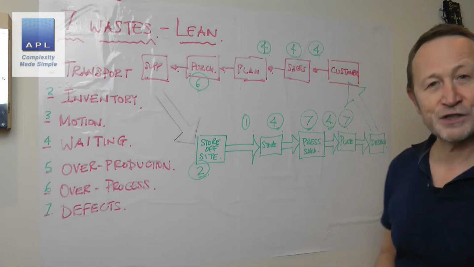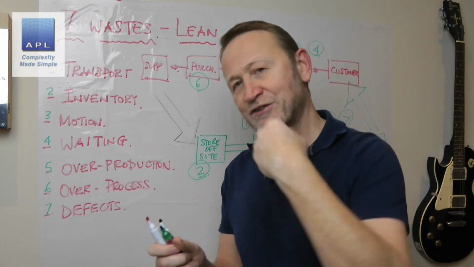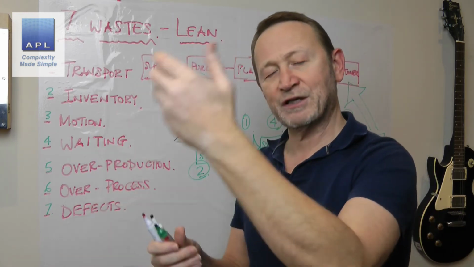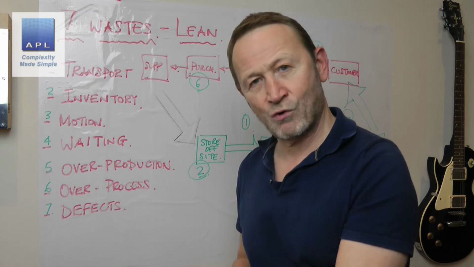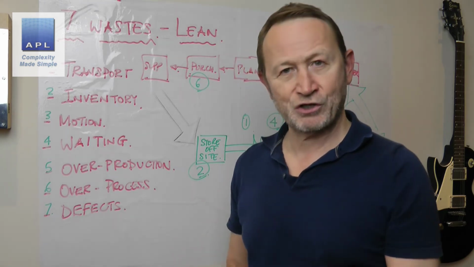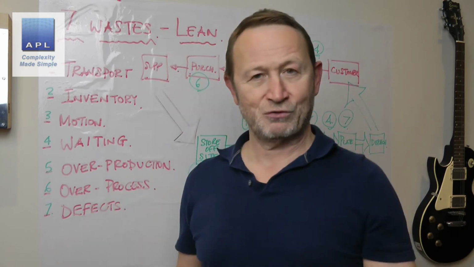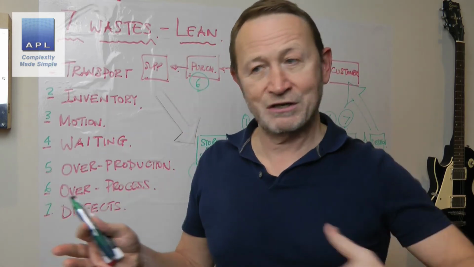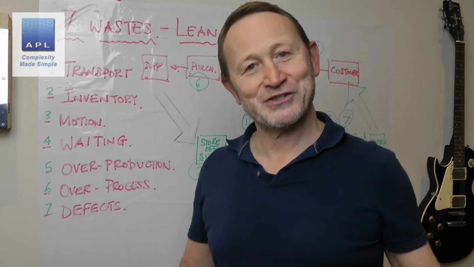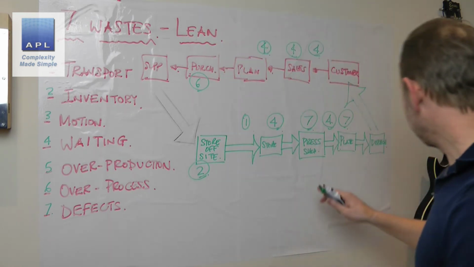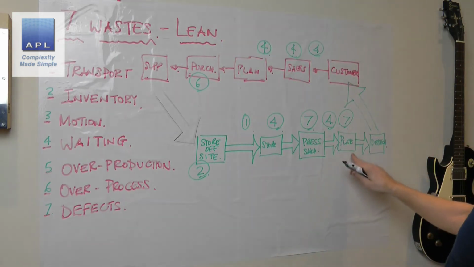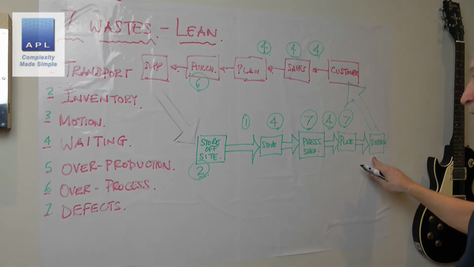What's happening to the order? Each time I'm doing this, I'm asking the question, what's happening to the customer's order? And I'm assigning the waste to the customer's order, because the only thing we're in business to do is to process the order to the customer. So what have we got? Defects.